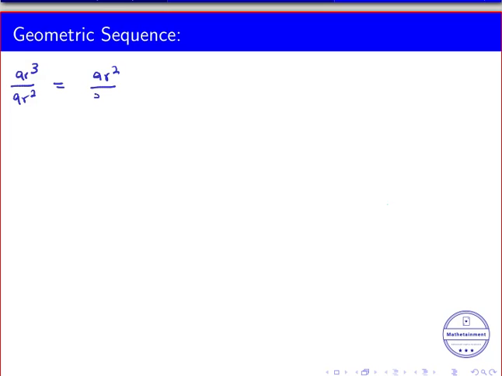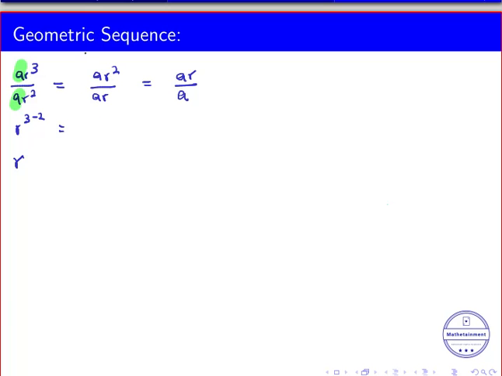Which is AR. And it should also be equal to my term number 2 over my term number 1. So here you see that you have the same base. The only thing is you subtract the exponent, so you end up having r to the power of 3 minus 2, which is equal to r.